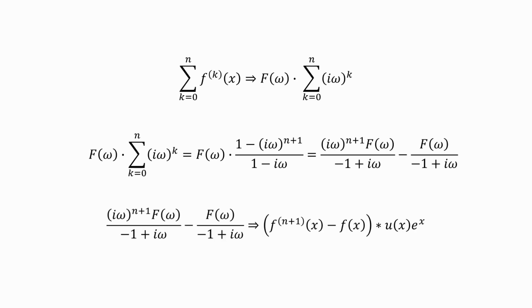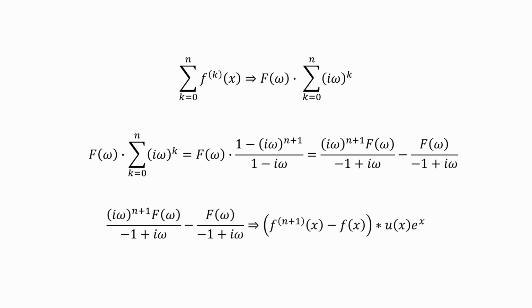Okay, so let's look at what we have. We want to find the summation of our derivatives. And if we take this to the Fourier space, we will see that we have our Fourier transformed function times (i omega) to the power k. But if we sum it from 0 to n, we can also sum it from 0 to n in the Fourier space. This means that we now have a geometric series, and we can express this geometric series as you see in the middle of your screen, namely as (1 minus (i omega) to the power n plus 1) divided by (1 minus i omega).